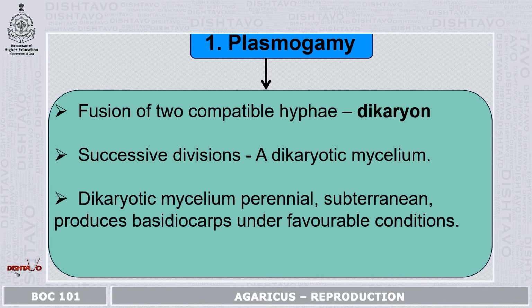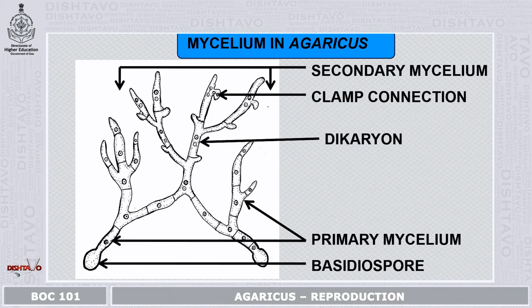That means 2 primary mycelia, a plus strain and a minus strain, come and fuse with each other, and the nuclei do not fuse, students, and it results in a binucleate cell called a dikaryon. This dikaryon undergoes successive divisions and forms the dikaryotic mycelium by means of clamp connections. This dikaryotic mycelium is perennial. Perennial means very long-lived, subterranean, and it produces basidiocarps under favorable conditions.